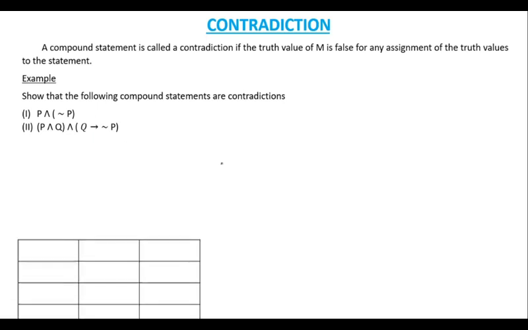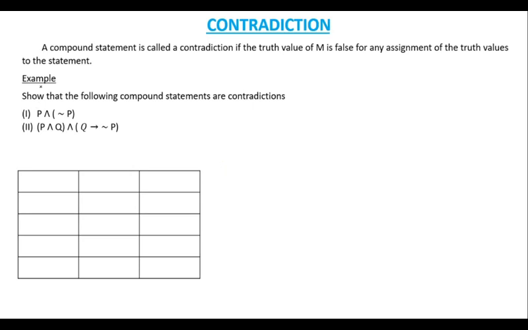Okay, so example number 1: show that the following compound statement is a contradiction: P and negation of P. So we are dealing with P and negation of P. I have my P statement, the negation of P, then P and negation of P.